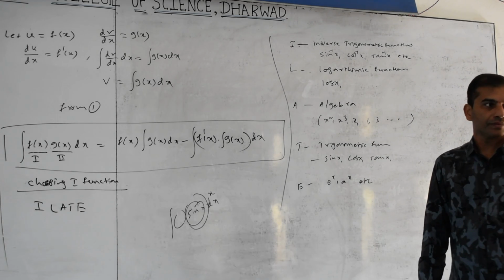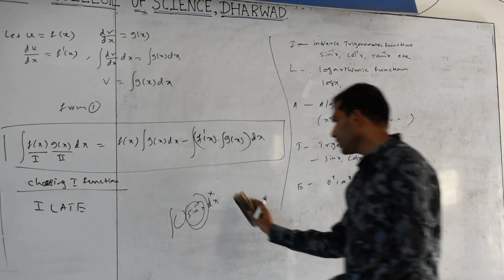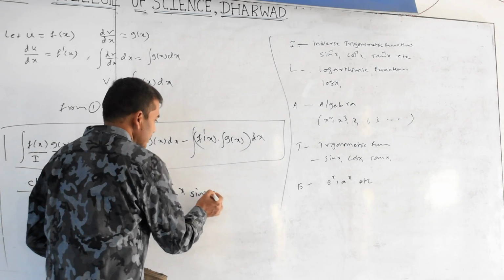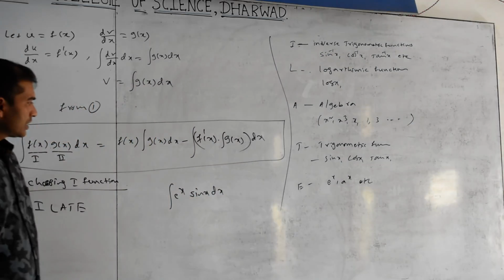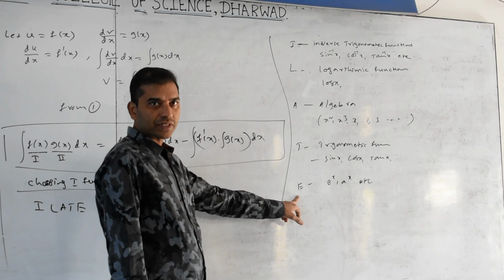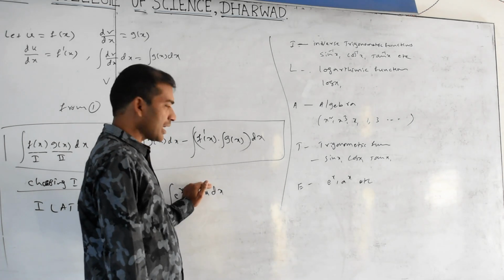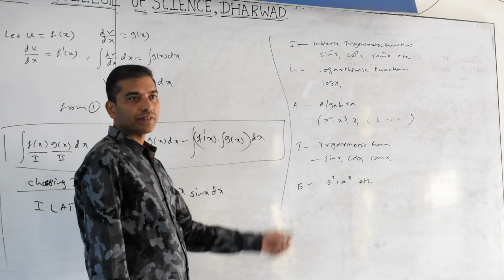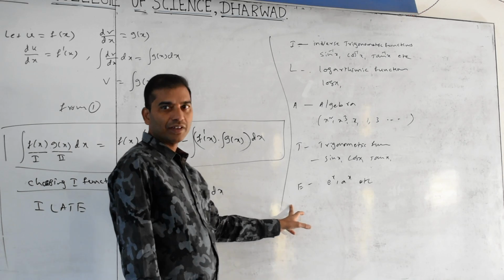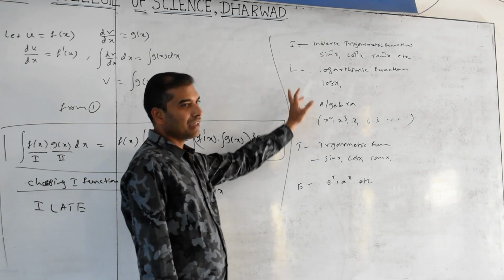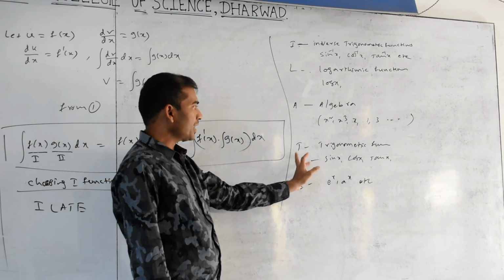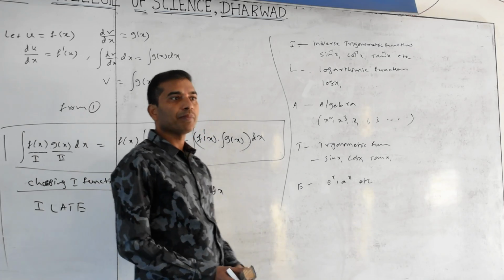Proceed with this rule. For example, integration of e power x into sin x dx. In that, which is u? Sin x. Sin x comes first, then e raised to x, exponential. So sin x is considered as u, e power x is considered as v. A simple shortcut to remember this is ILATE: I for inverse trigonometric function, L for logarithmic function, A for algebra, T for trigonometric function, E for e power x into cos x.